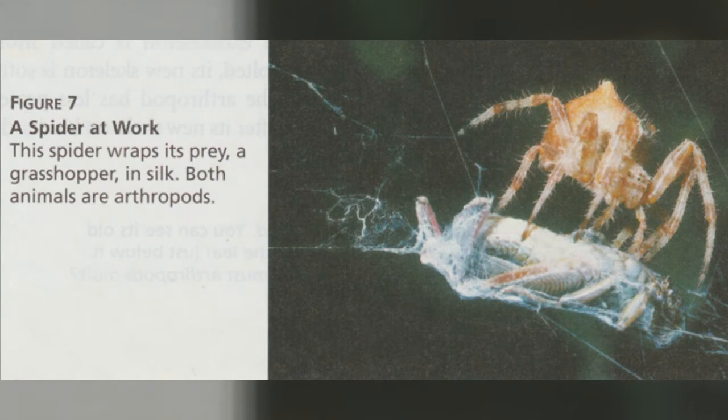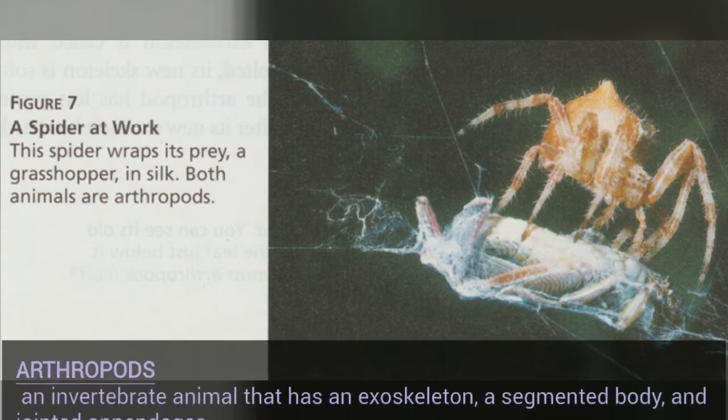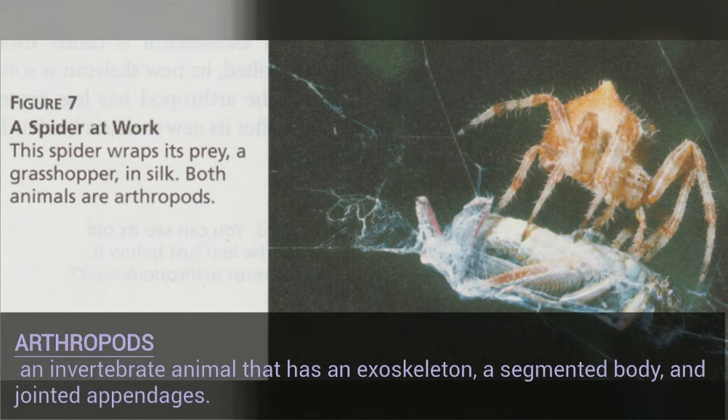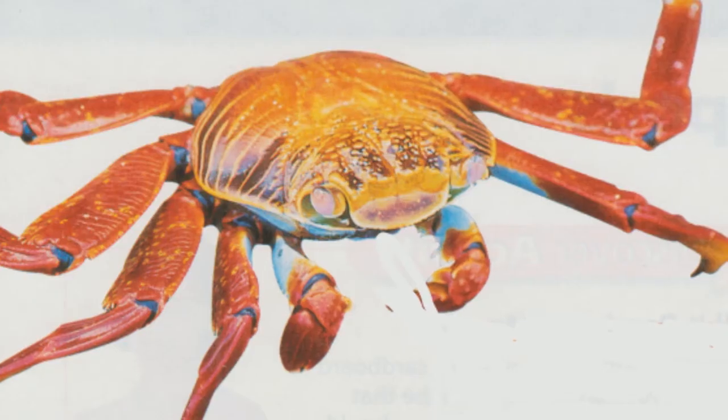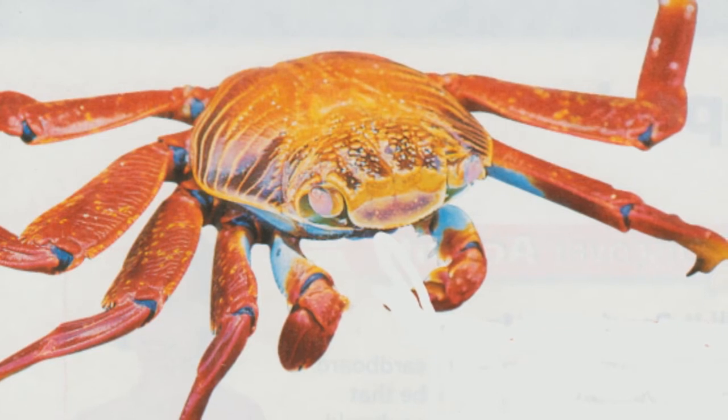An unfortunate turn of events for the grasshopper, but quite fortunate for the spider. And both the grasshopper and the spider are arthropods, or what we call members of the arthropod phylum, Arthropoda. Now, animals such as crabs, lobsters, centipedes, and scorpions also belong to the phylum Arthropoda. So let's take a look at the general characteristics of arthropods.